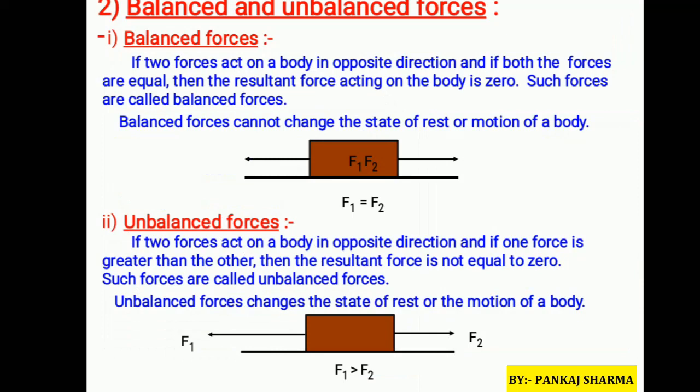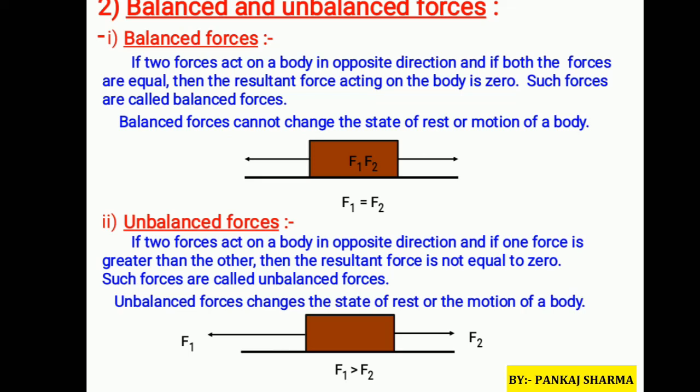Number 1, balanced forces. If two forces act on a body in opposite directions and both forces are equal, then the resultant force acting on the body is zero. Such forces are called balanced forces. Balanced forces cannot change the state of rest or motion of a body. In the given example, F1 equals F2, so they are balanced forces.